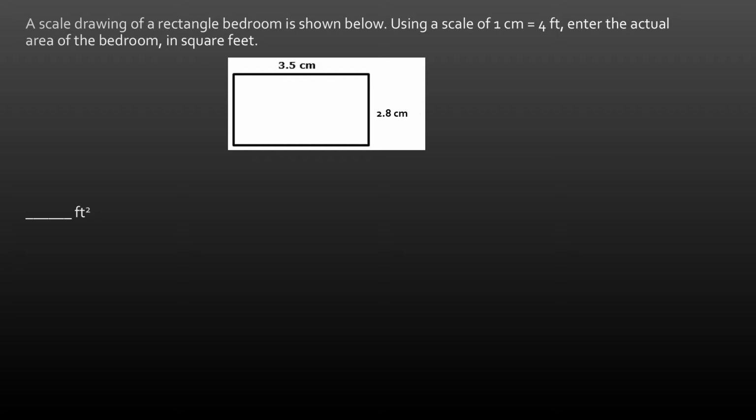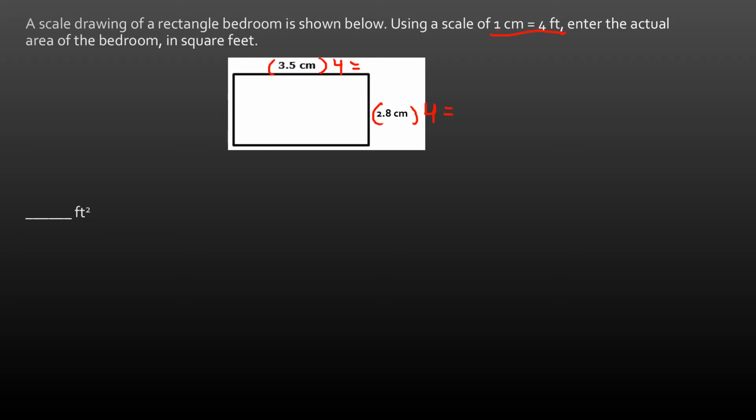Our next question says that a scale drawing of a rectangle bedroom is shown below. Using the scale of 1 centimeter equals 4 feet, enter the actual area of the bedroom in square feet. Okay, so I know that my bedroom here is 3.5 by 2.8, and I have this scale of 1 centimeter is equal to 4 feet. So what I need to do is take both of these sides and multiply it by 4. And when I'm multiplying this by 4, that is going to give me the actual side lengths of this bedroom.